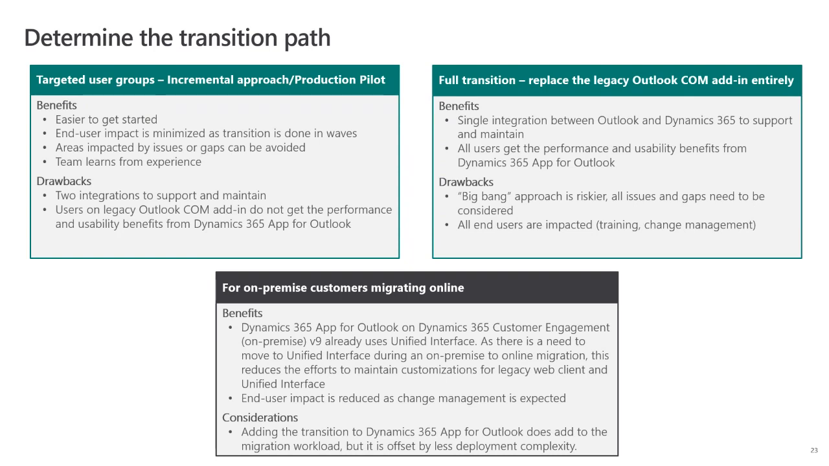So of course, if you have a gap in your business processes, it's always easier to address this if it's just impacting a low number of users. And that allows also your team to learn from experience with the pilot. The drawback is that you have two integrations to support and maintain. And users who are still on the Outlook COM add-in do not get the performance and usability benefits from the app for Outlook. Or you can also go for the full transition, so the big bang approach.